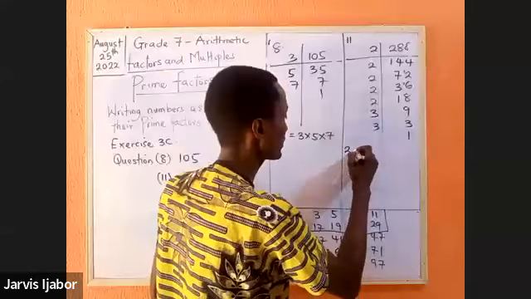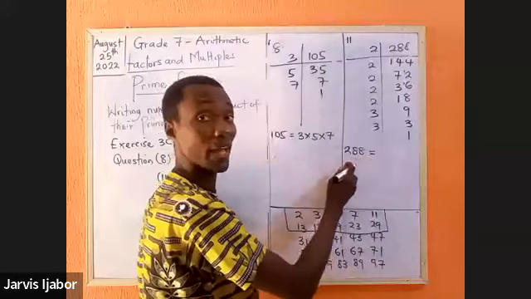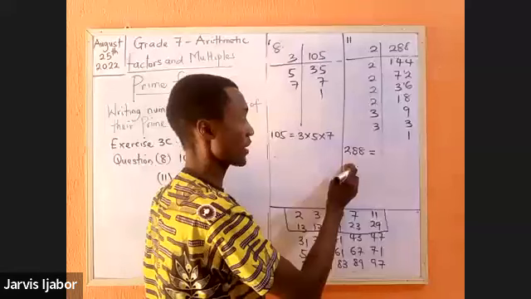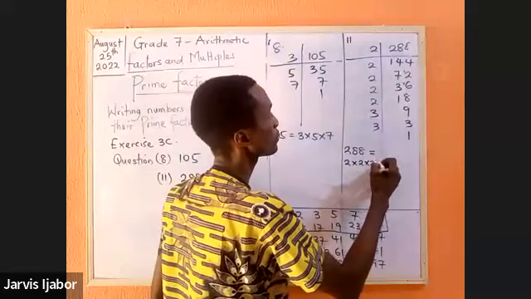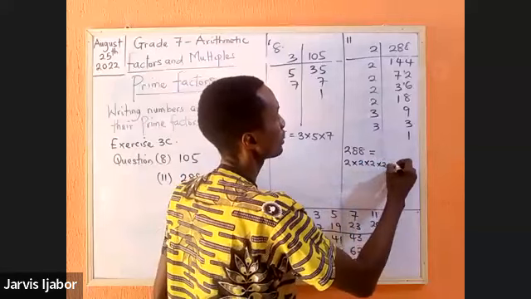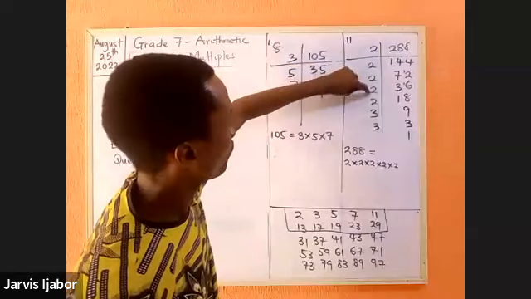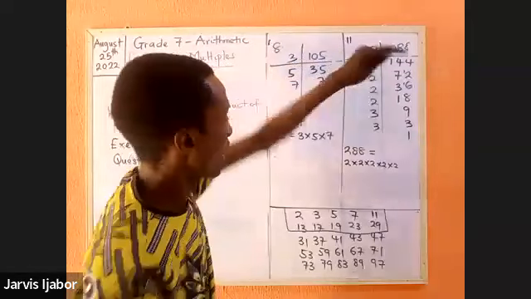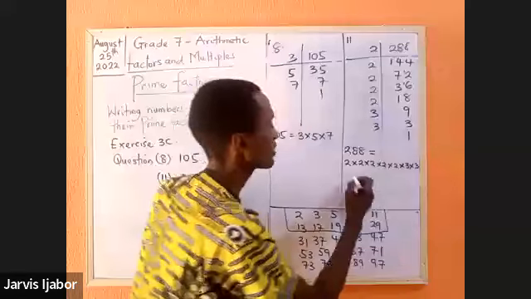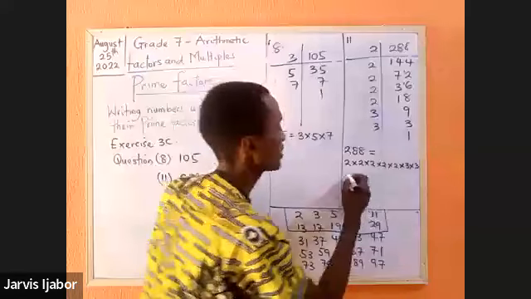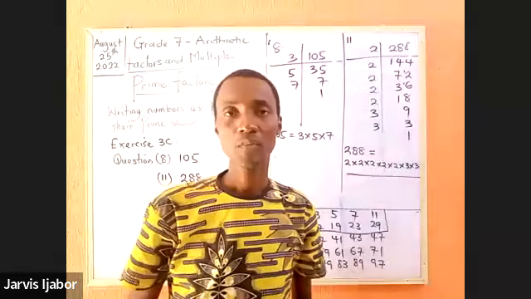And say 288. For want of space, I'll write it on the second line. Times 2 times 2 times 2. So you start writing 1, 2, 3, 4, 5. So this is a question. All right.